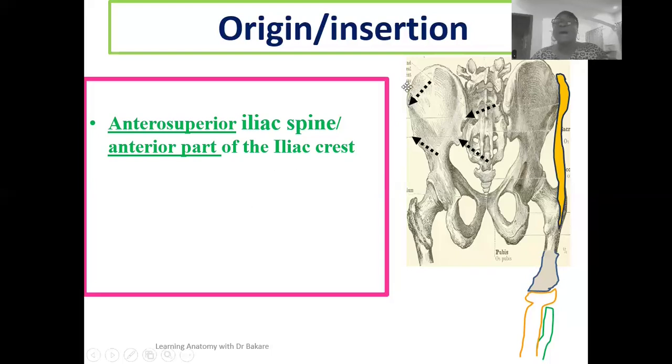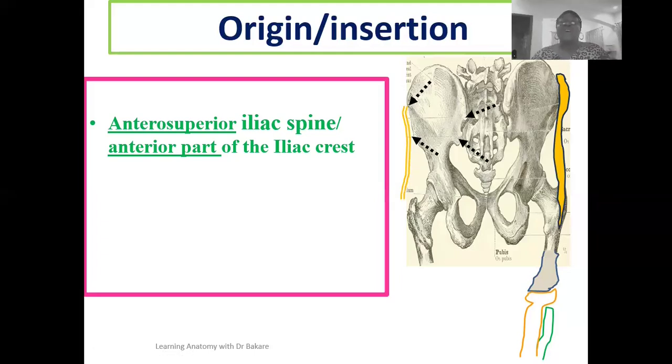So if you go back to the anterior superior iliac spine here, that is arrowed up here in the anterior region, is where we have fibers of the tensor fascia lata originating from. And this is why we stated in our previous slide that the tensor fascia lata is anterolaterally placed.